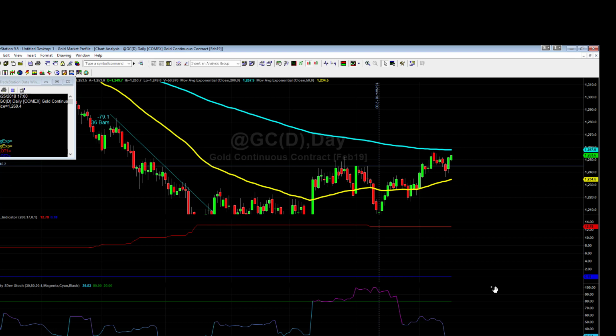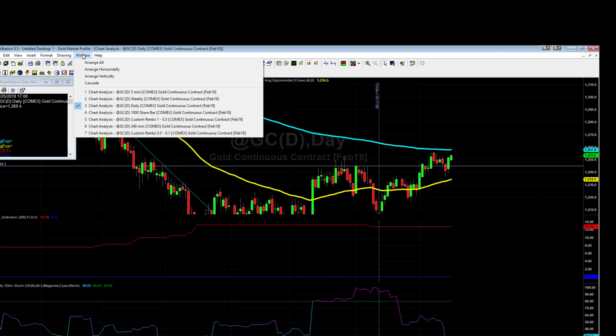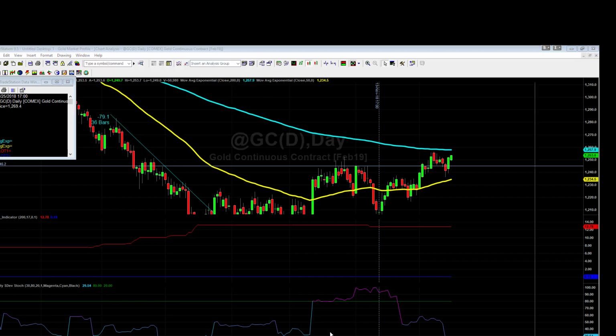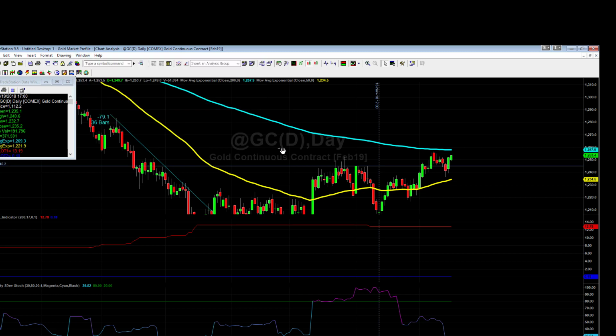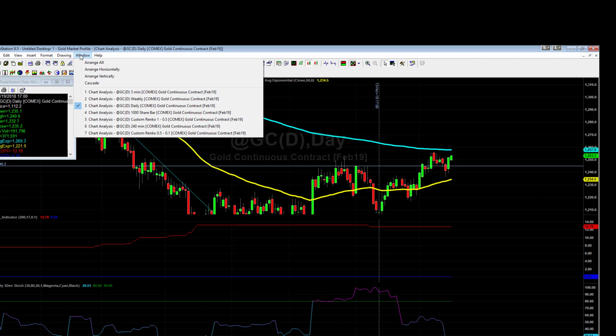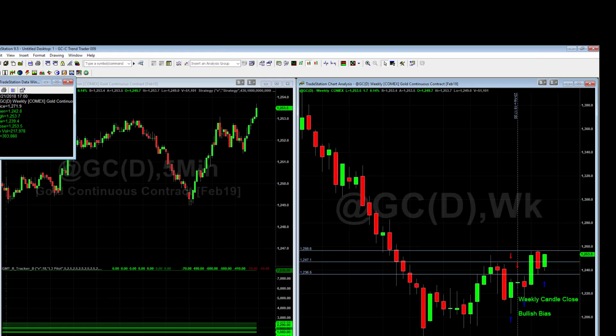If we have a look at the weekly candle close, this is one of Jeff's key strategies. I'll just walk you through that. We'll go to the gold daily chart. Pretty sure I have that listed on there. Where are we? No, we'll go to Trader 9. So you can see there the weekly candle close.